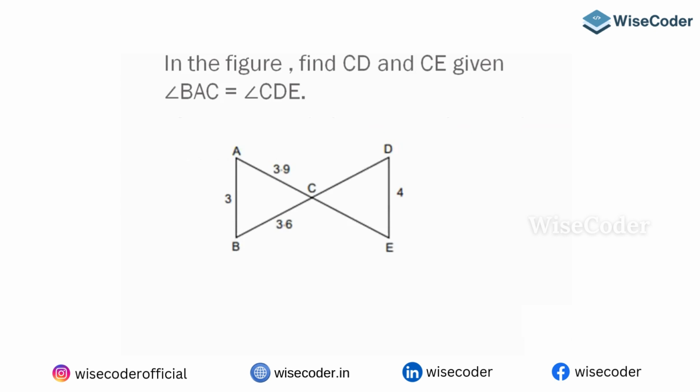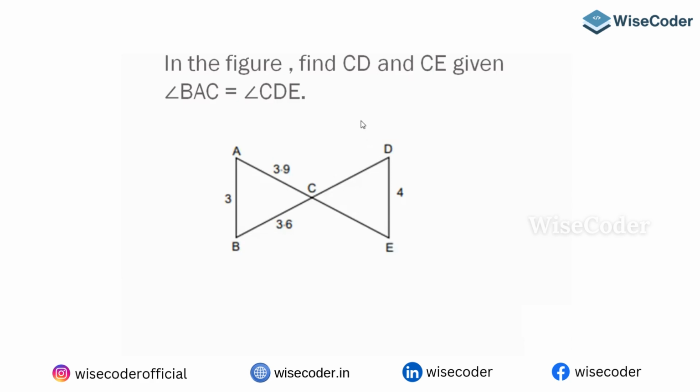Having solved this, next, in the figure, find CD and CE, given that angle BAC is equal to angle CDE. Whatever the angle here, you will get the same angle here. So angle ABC and angle CED are equal, and you know the lengths, and they are again similar triangles.